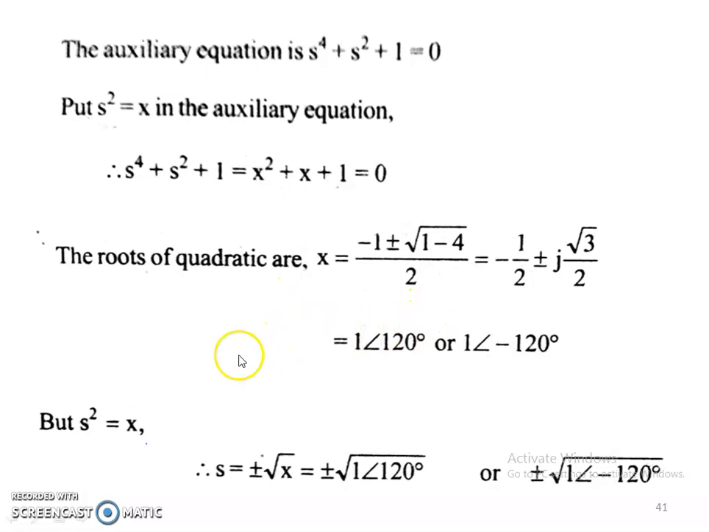We have taken s square is equal to x. So now we are going to calculate s. S is nothing but square root of x.